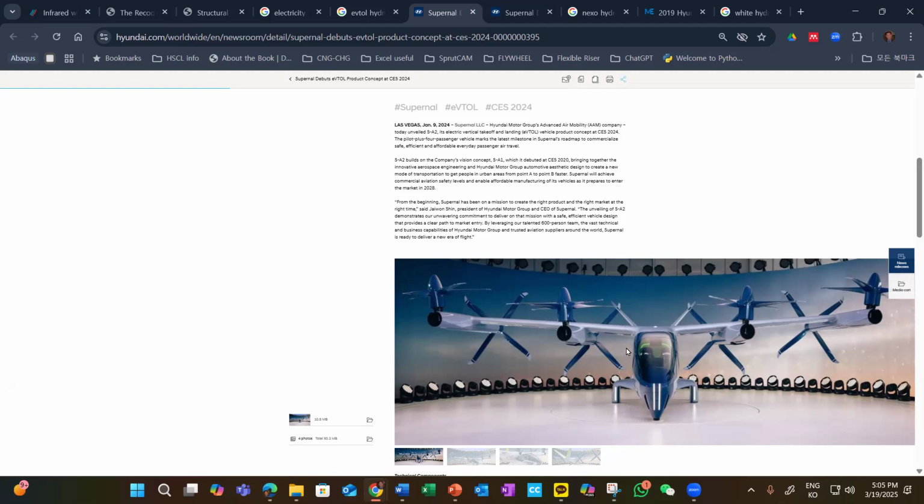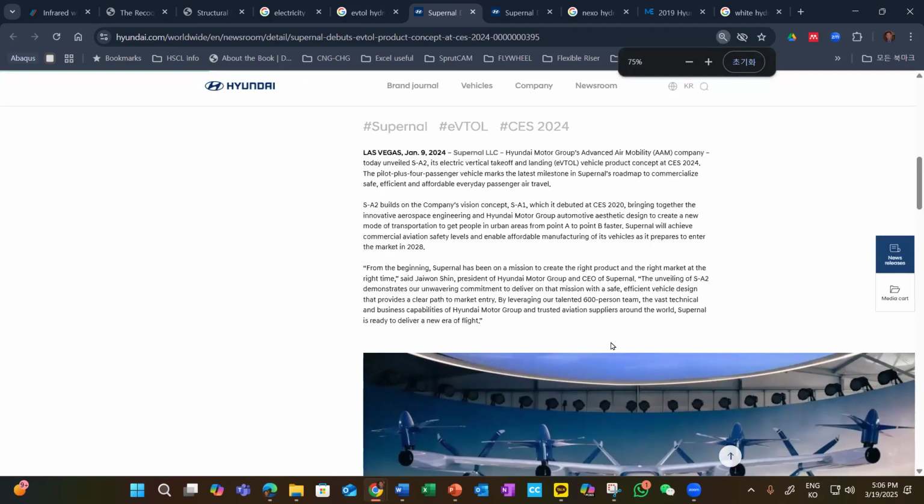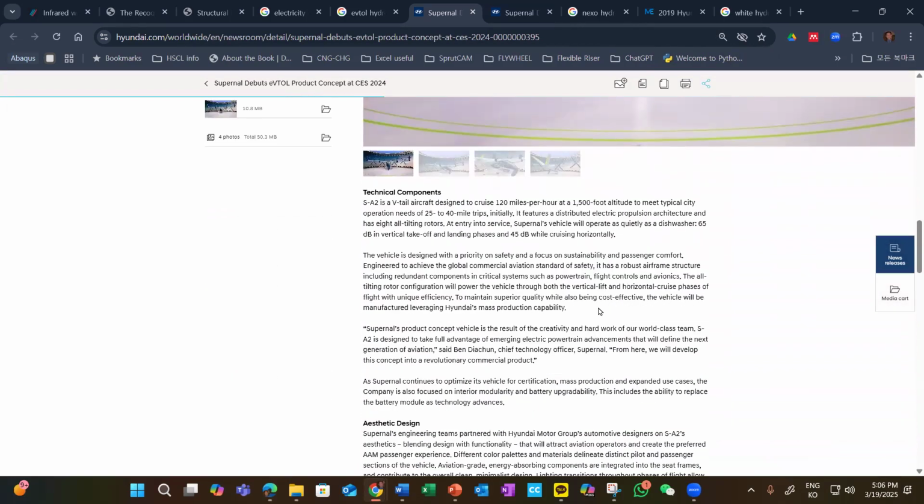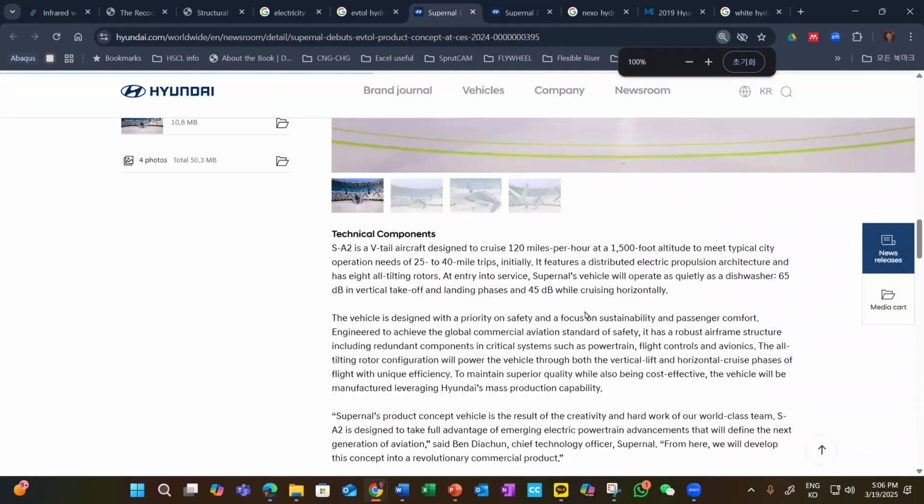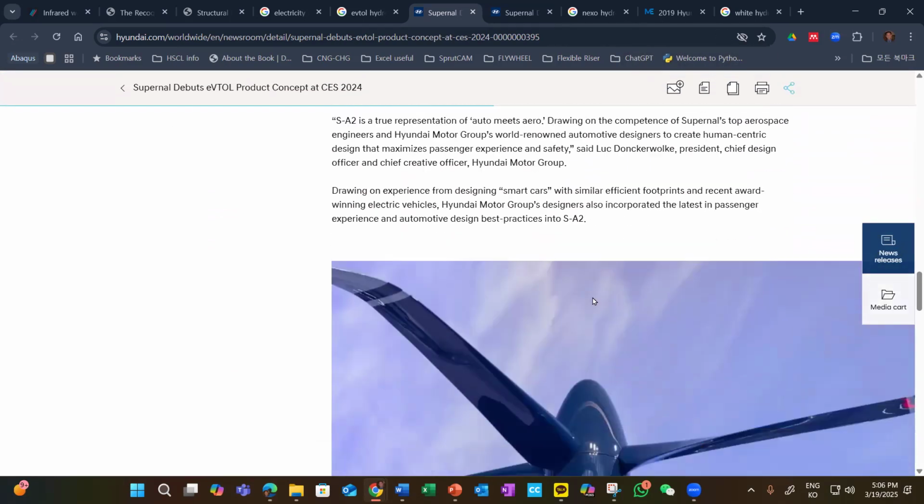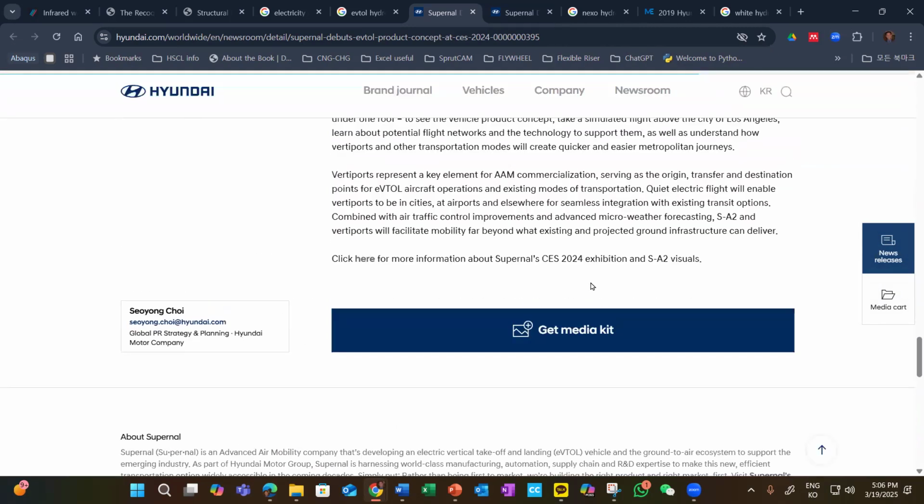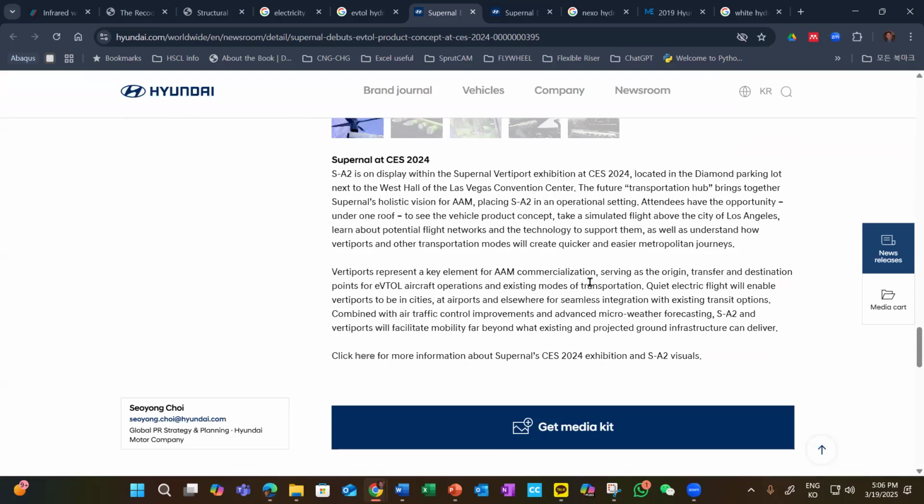eVTOL and also robot generation. Imagine that robots currently operated by the battery, but robots can be operated or powered by the hydrogen energy, and also eVTOL. Hyundai just released this concept eVTOL, and this is not just a concept eVTOL. This is gonna be soon realized.